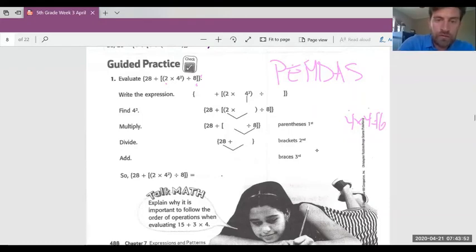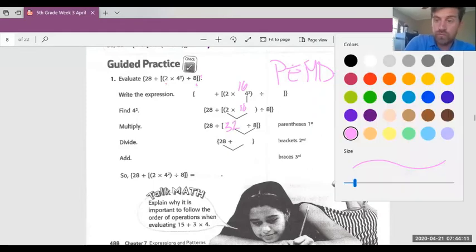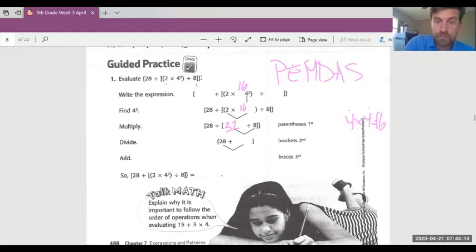So I have 2 times 16 to start off. And I didn't even get to the parentheses yet. Now we're going to do 2 times 16. 2 times 16, 16 and 16 gives us 32. Right, that's the first. We got the parentheses done.